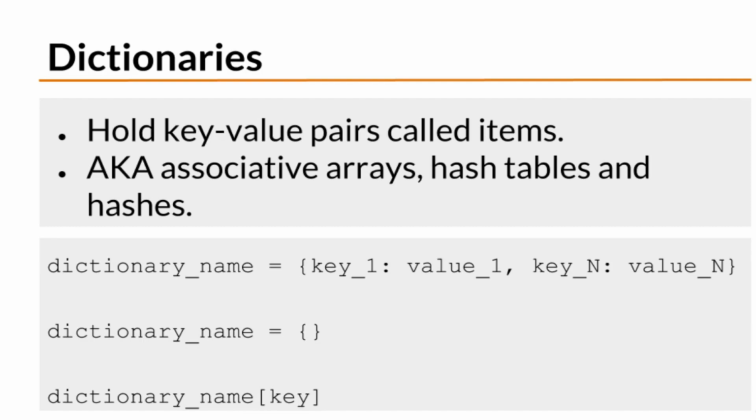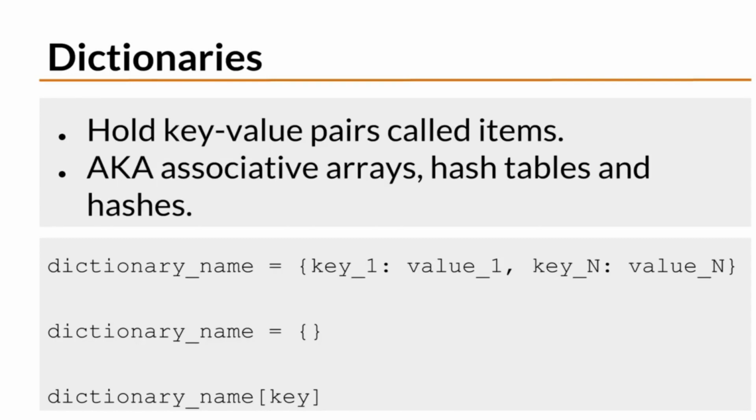The item starts with a key, is then followed by a colon, and is concluded with a value. The format is dictionary name equals, open curly brace, a key, colon, a value, comma, the next key, colon, the next value, and so forth, and then finally ends with a curly brace. If you'd like to create an empty dictionary, simply use the dictionary name equals open curly brace and then the close curly brace.